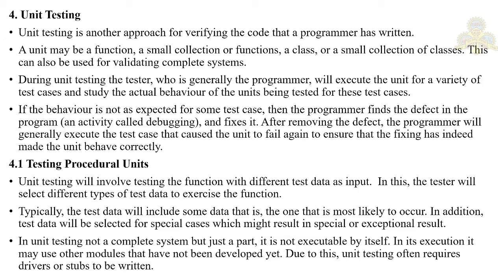Say, for example, a module M uses the services of another module N. We have two modules here, M and N. M uses the services of N, and suppose that N has not yet been developed, but you have to do unit testing for module M. So you have to write a stub for N, so that M can invoke the services in N and your unit testing can proceed.